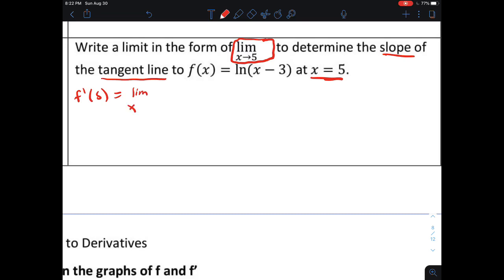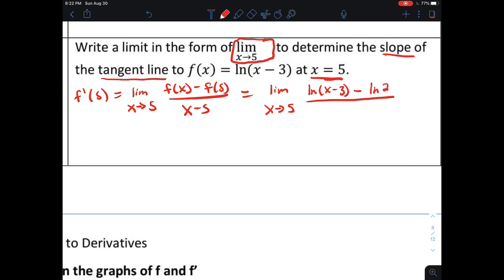would equal the limit as x approaches 5 of f of x minus f of 5 over x minus 5. So I just put in 5 where I'm supposed to and do the function notation correctly. So that would equal the limit as x approaches 5 of my function of x, so the ln of x minus 3, minus f of 5, so it would be ln of 2, over x minus 5.